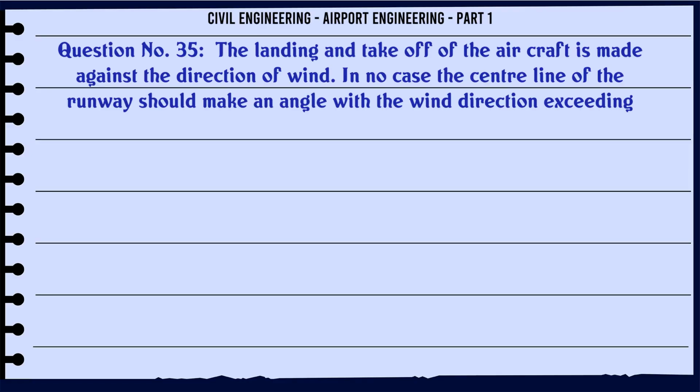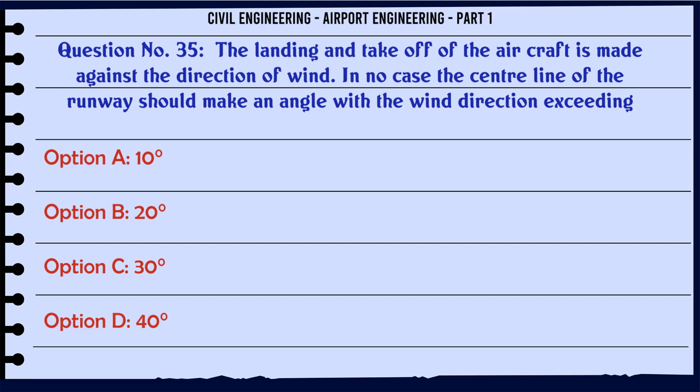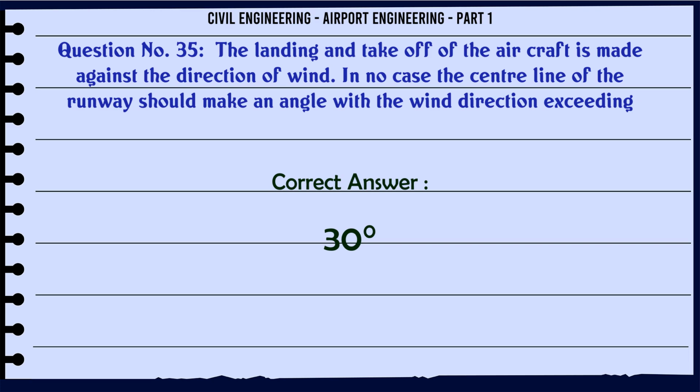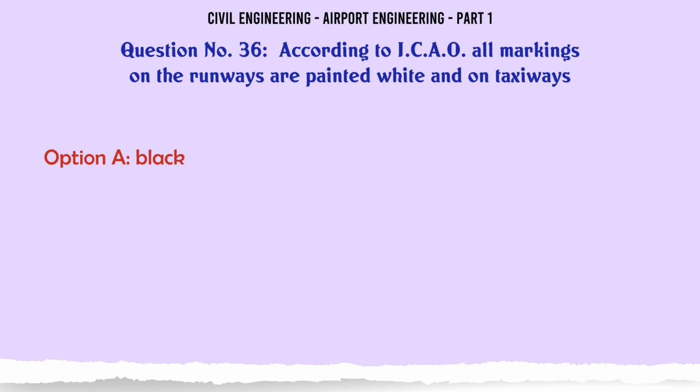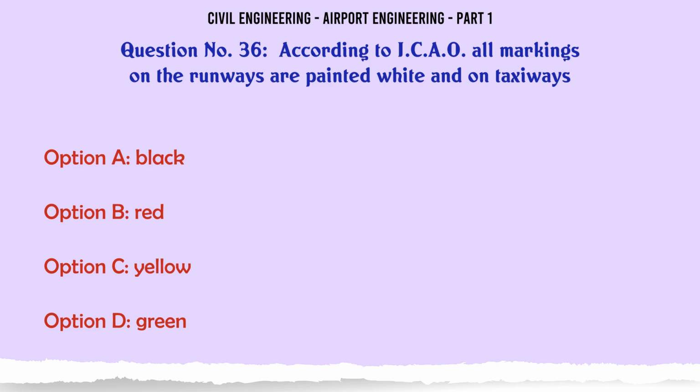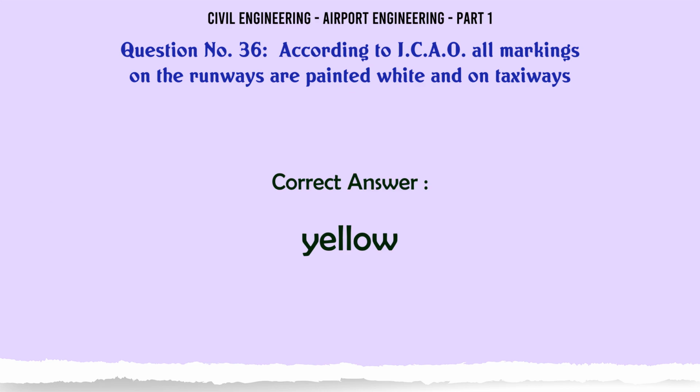The landing and takeoff of the aircraft is made against the direction of wind. In no case should the center line of the runway make an angle with the wind direction exceeding: A. 10 degrees, B. 20 degrees, C. 30 degrees, D. 40 degrees. The correct answer is 30 degrees. According to I.C.A.O., all markings on the runways are painted white and on taxiways: A. black, B. red, C. yellow, D. green. The correct answer is yellow.